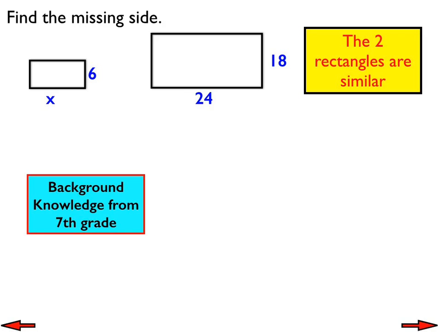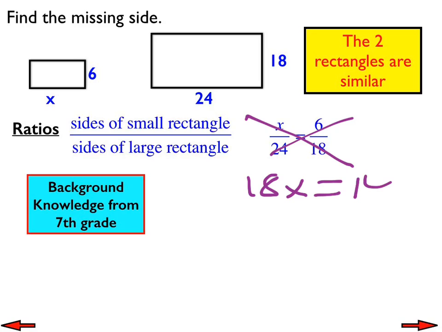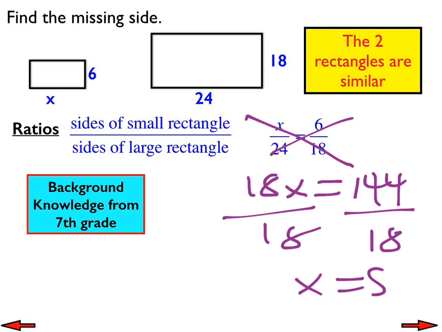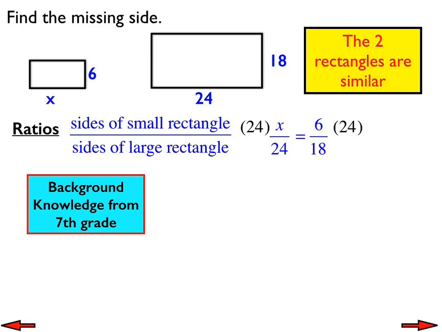Well, this is where the idea from last year, proportions, came in, where we could set up a proportion dealing with the ratios of the small rectangle to the large rectangle. So watch how I set this up. x over 24 equals 6 over 18, and then we could solve that proportion by cross-multiplying. That's kind of the way that we dealt with these this year. And then divide both sides by 18, and we would get x equals 8. So that tells us that this missing side here has to be 8. Now, last year you may have solved it a slightly different way, but it doesn't matter. You're still going to get 8.